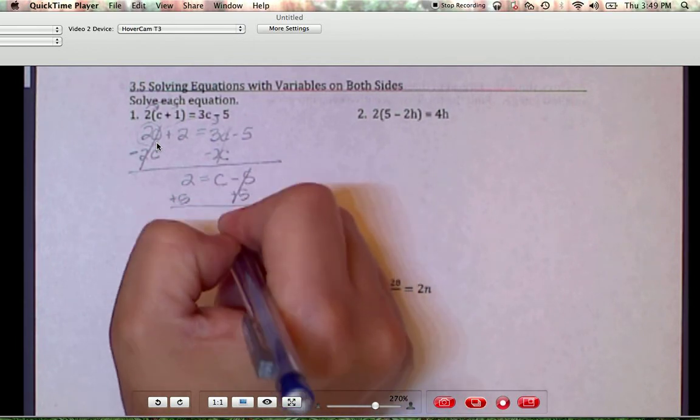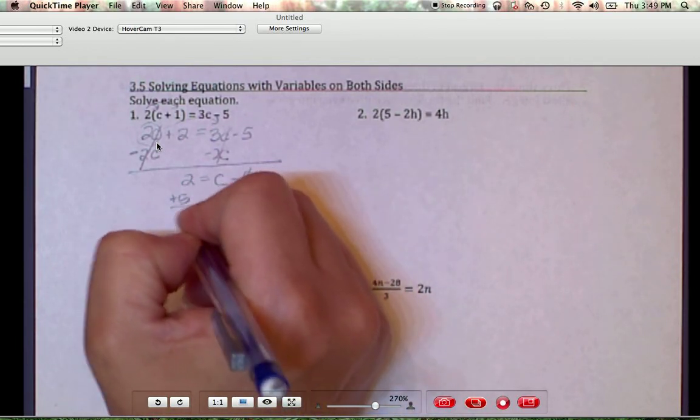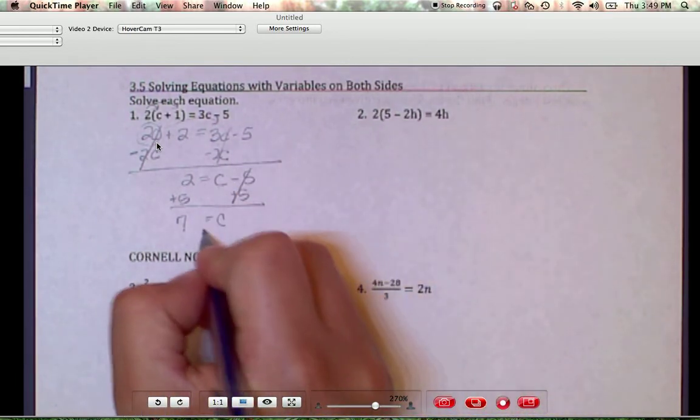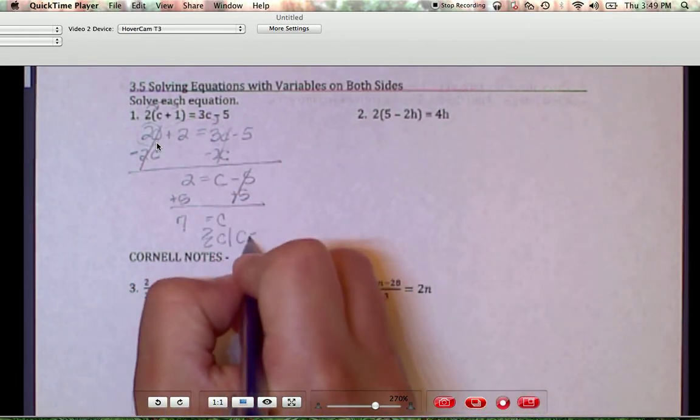We're left with c on the right side, and 2 plus 5 is 7. Now we want to put this in set notation, so we move the c to the left side. c such that c equals 7.